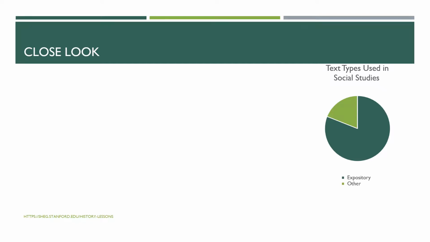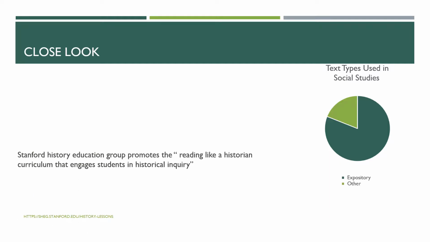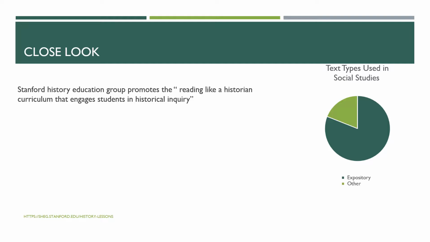So, how can we implement critical reading in social studies? A Stanford History Educational Group has promoted the Reading Like a Historian curriculum. This curriculum engages students in historical inquiry or investigations.